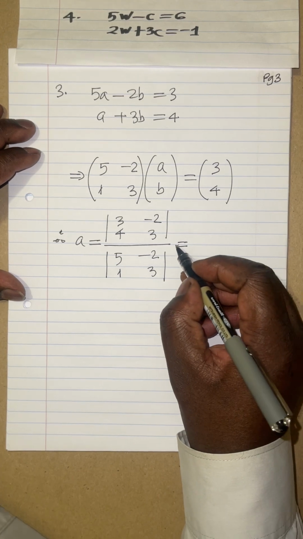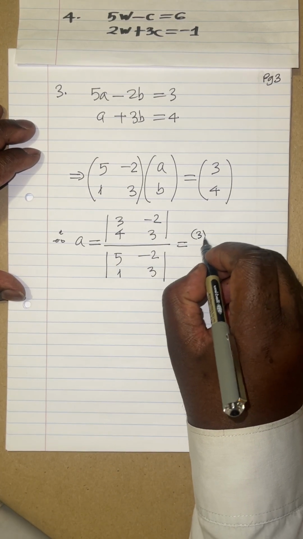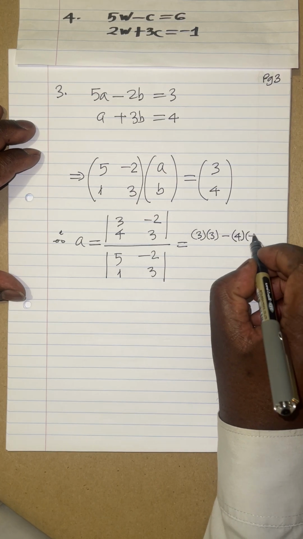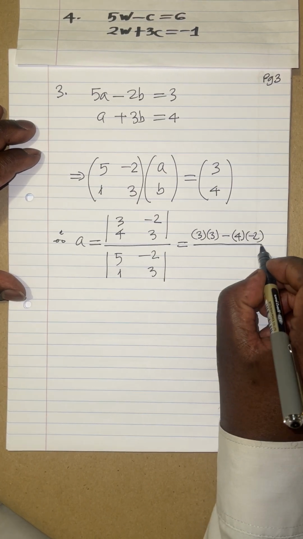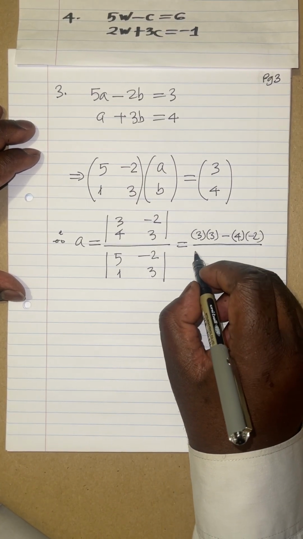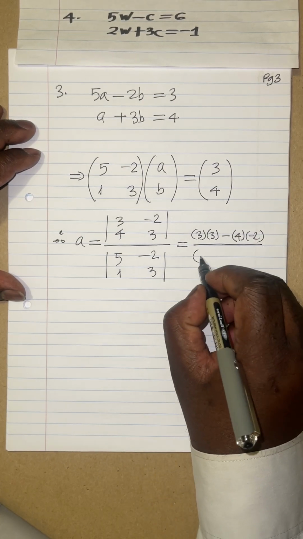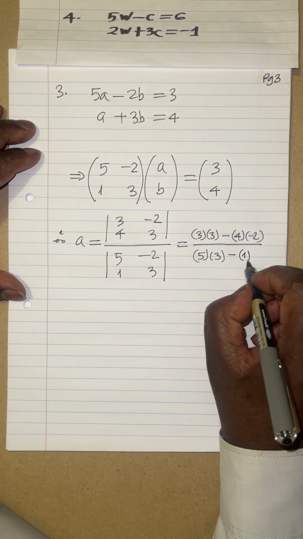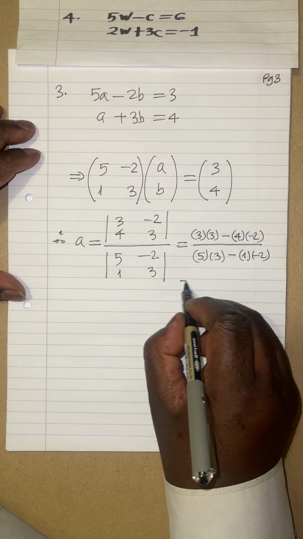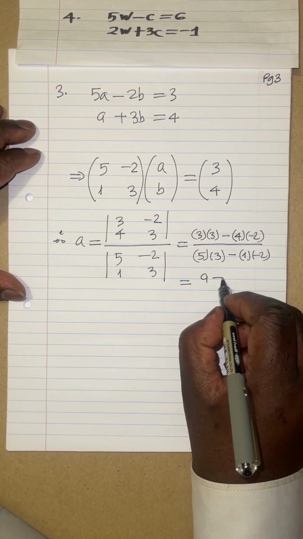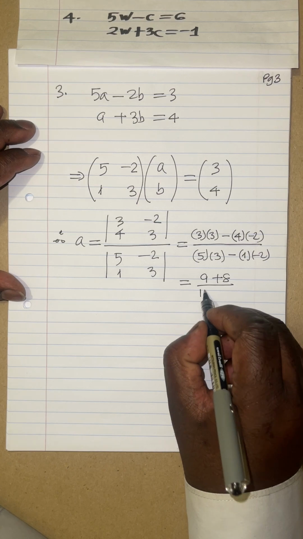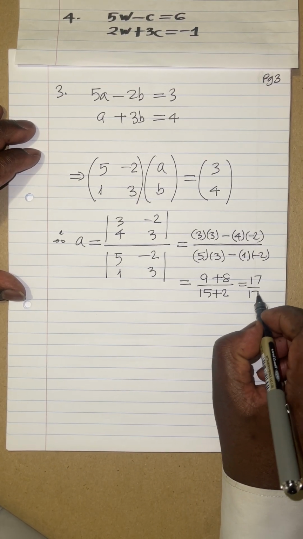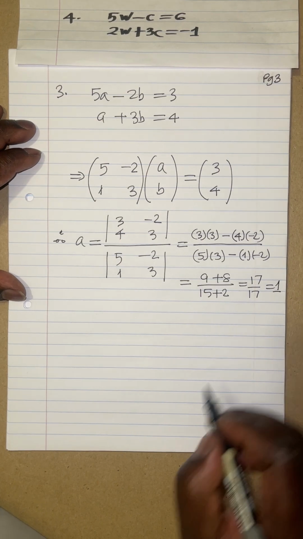Let's work on the numerator. The product on the right diagonal, remember, minus the product on the left diagonal, all over. Same story. The product on the right diagonal, that's your right and that's your left. So 5 times 3 minus the product on the left, 1 times minus 2. The numerator, that would be 9 plus 8 all over 15 plus 2. And the answer is 17 over 17. You can agree with me that the answer is 1.